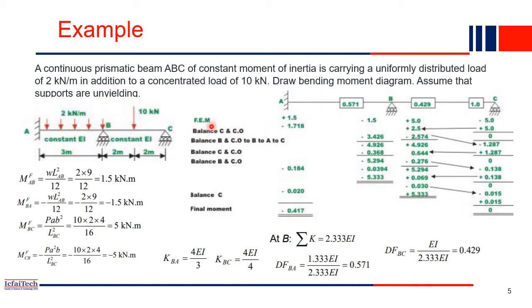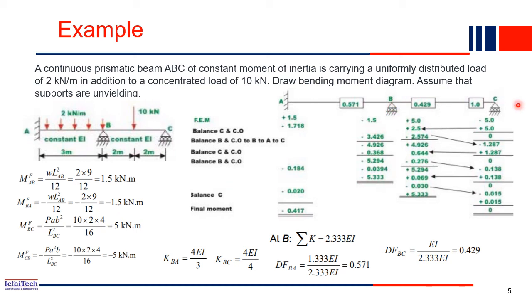Now what is the fixed end moment? Fixed end moment at A is how much? At A we computed 1.5, so we write plus 1.5. Similarly, the fixed end moment at B to A: this portion will be how much? B to A will be minus 1.5, that's why it is written minus 1.5.